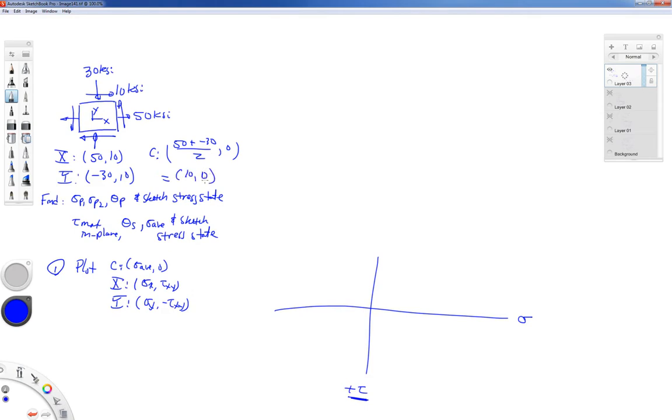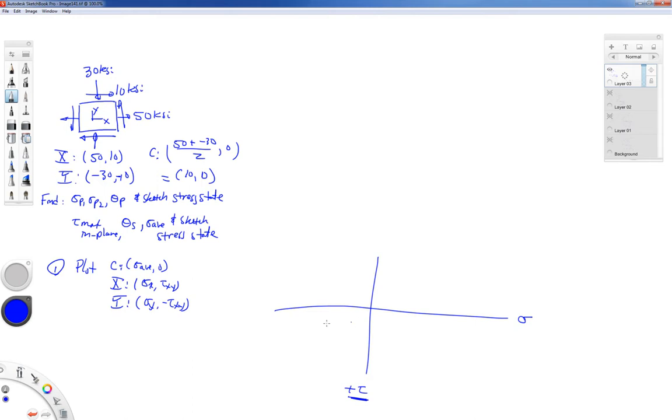Now remember, if you have a compressive stress, that is considered a negative stress. So that's why my y stress was minus 30. I need to put a negative sign on this right here. My tau xy is positive 10, so that's why it plots as positive here, but I change the sign when I plot my y point.